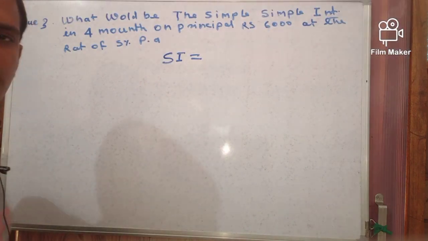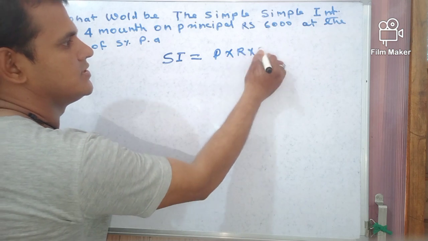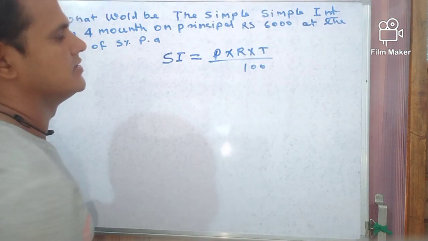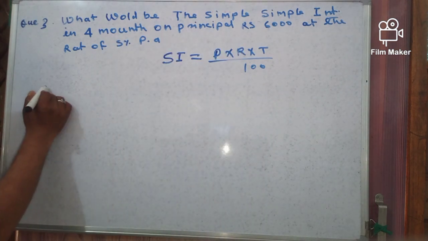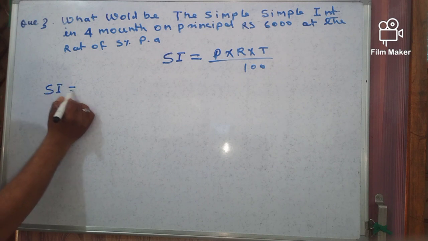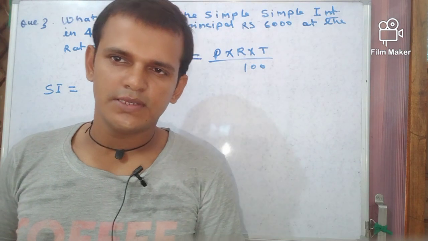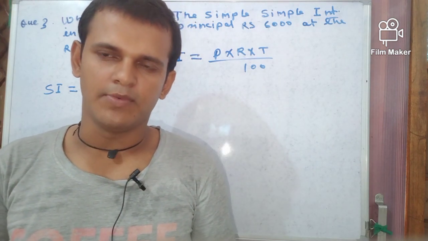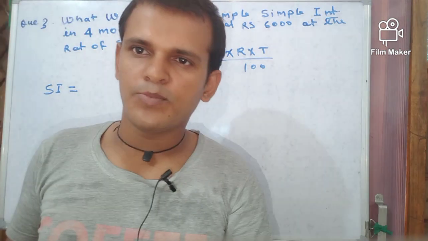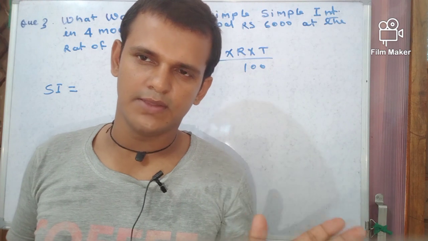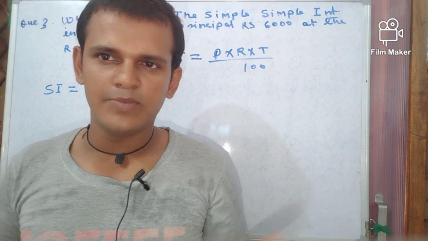The simple interest formula, we know, is P into R into T by 100. 100 comes for percent, and the rate will be 5. So see here, simple interest is equal to principal, given as 6,000. Rate of interest is given as 5% per annum, and one more thing is given, only 4 months. Since 4 months is given in months, we need to convert it into yearly. So 4 by 12 will be yearly.